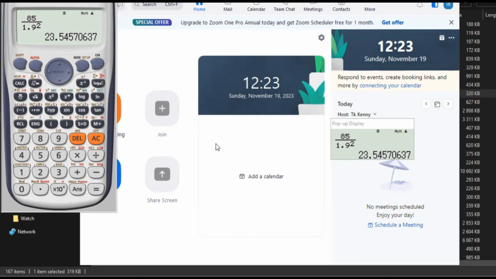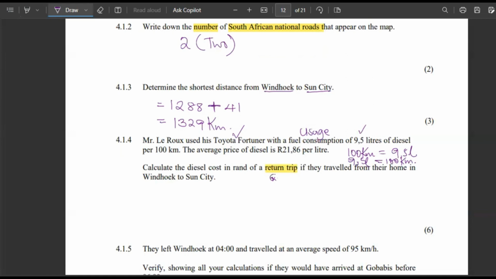The lucky part is that the distance, we already have it in 4.1.3. So take note of return trip: that means the distance is going to be multiplied by 2. Then fuel consumption, we said fuel usage. They are telling us to calculate the diesel cost, meaning how much it will cost them in rands if they traveled from their home in Windhoek to Sun City.